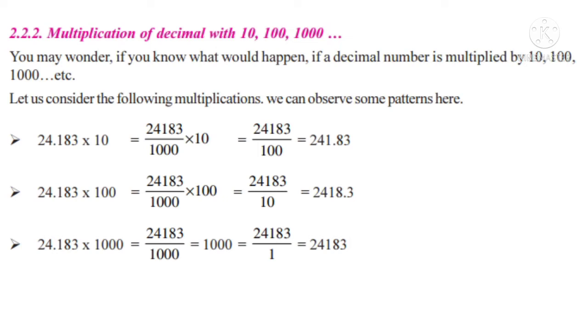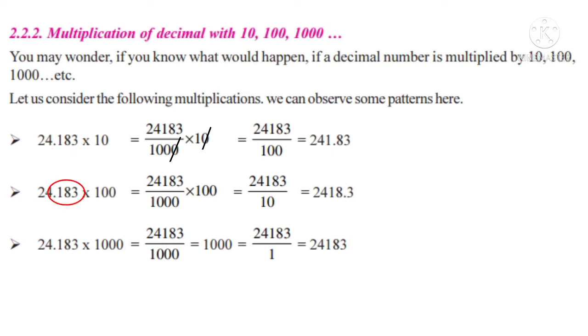Let us take 24.183 into 10. Observe that there are 3 decimal places. So without the decimal, write 24,183 by, since there are 3 decimal places, we should put 3 zeros after 1 in the denominator, into 10. 1 zero gets cancelled. Then 24,183 by 100. Since there are 2 zeros in the denominator, we should put the decimal point counting two numbers from the right side, that is 241.83.